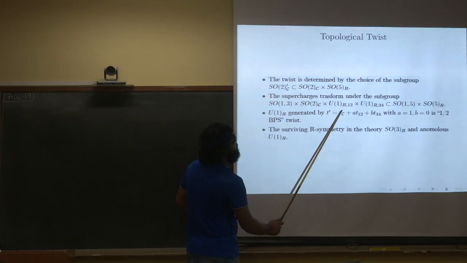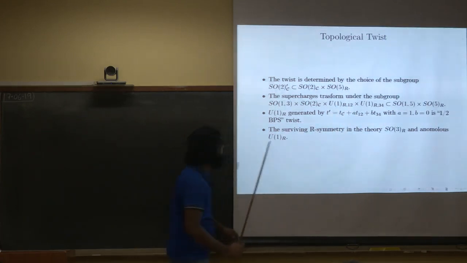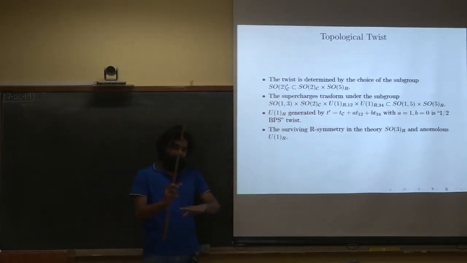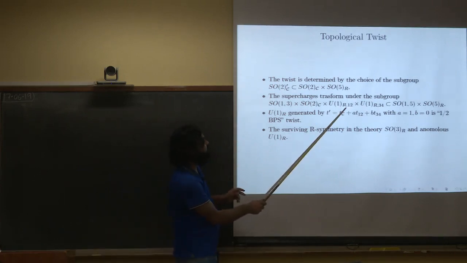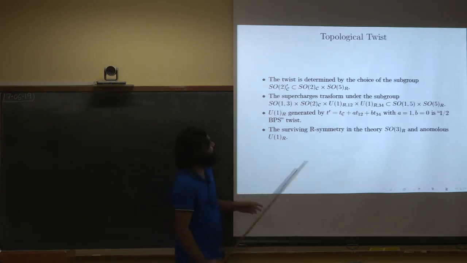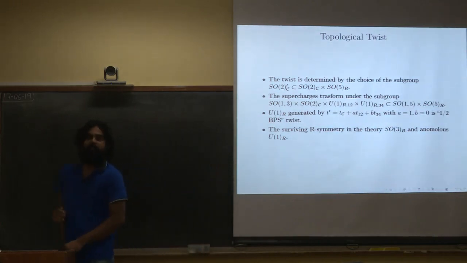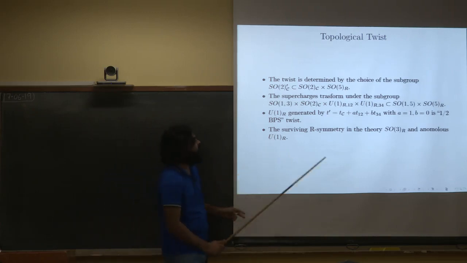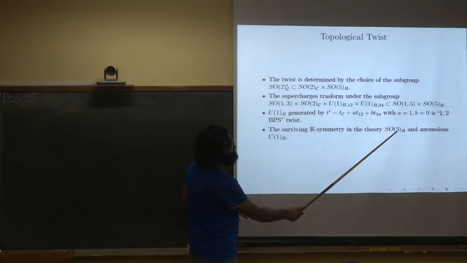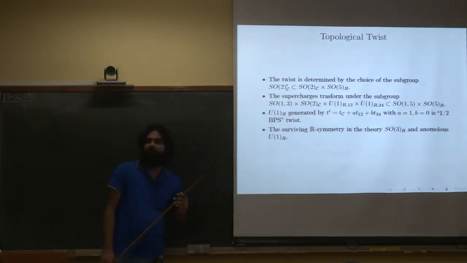So there is an element in the structure group of the Riemann surface and rotations in the 1, 2, and 3, 4 plane. So SO5 symmetry can be considered as the isometry of the transverse trivial R5 fiber, and rotations in that can be described in this form. So with the choice of A equals 1 and B equals 0, we will end up with half BPS twists. We'll just call it half BPS twist because it preserves half of the supersymmetries. And the surviving R symmetry of the theory now is SO3R and the anomalous U1R symmetry.